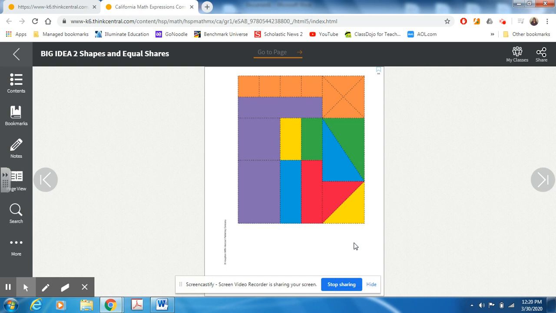This is Mrs. Owen with Math Expressions, Unit 7, Lesson 6, talking about shapes and describing shapes, how many sides they have. In your students' math textbook, they will have a picture that has a bunch of various shapes that they can cut out and turn around, looking for things that are squares. You can ask your child to describe, what do you see, what's different about different shapes in size, in the length of the different sides.